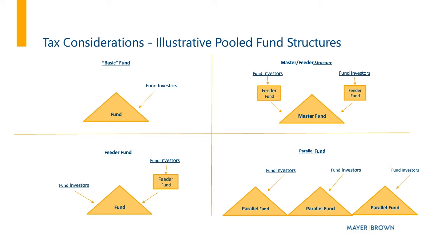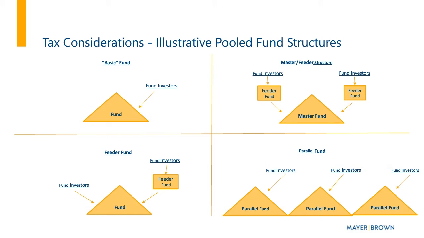Then if we go over to the right-hand side, to the top right, which we've called a master feeder structure. The point there is very similar in a way to the feeder fund structure, but essentially you have a main fund, which is the master fund, and no investors come directly into this. All the investors come into one or more feeder funds, and those feeder funds then invest into the master fund. So that's what's referred to as a master feeder structure.